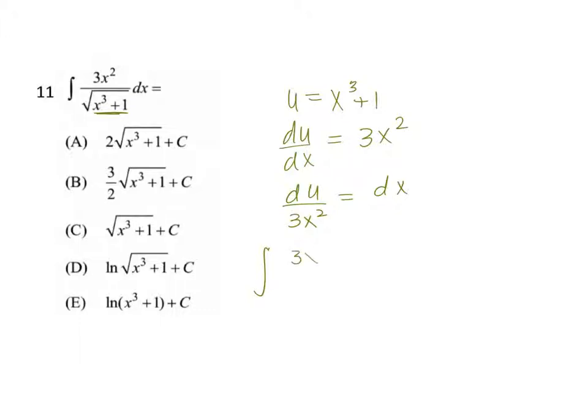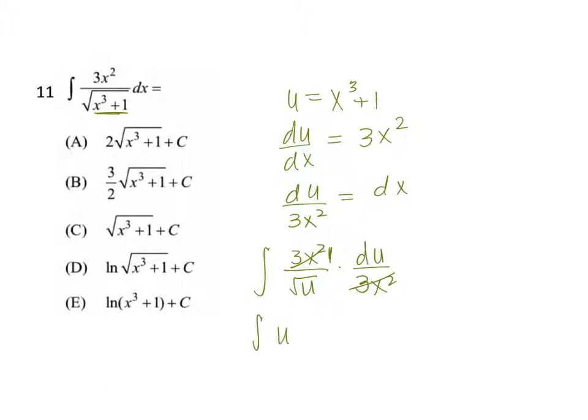So I'm going to have 3x squared over the square root of u, and then times dx, but dx is du over 3x squared. Those do cancel, so we have something that we can most definitely go ahead and integrate.